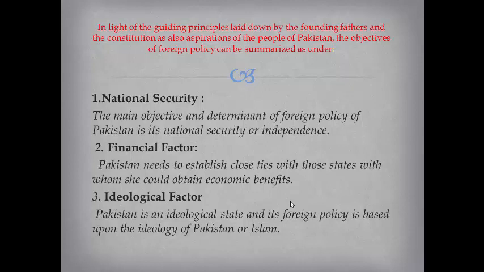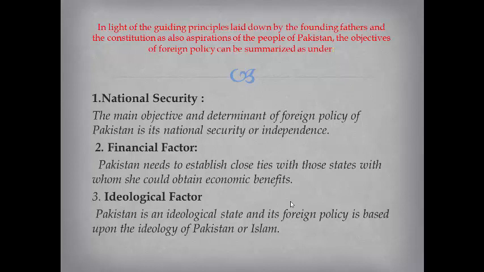There is no permanent friend or enemy, but preference is given only to the national interest. Any state forms its foreign policy on the basis of national security and interest. If the country has interests, then it will have relations. The first objective of the foreign policy of Pakistan is national security. The main objective and determinant of the foreign policy of Pakistan is its national security or independence.